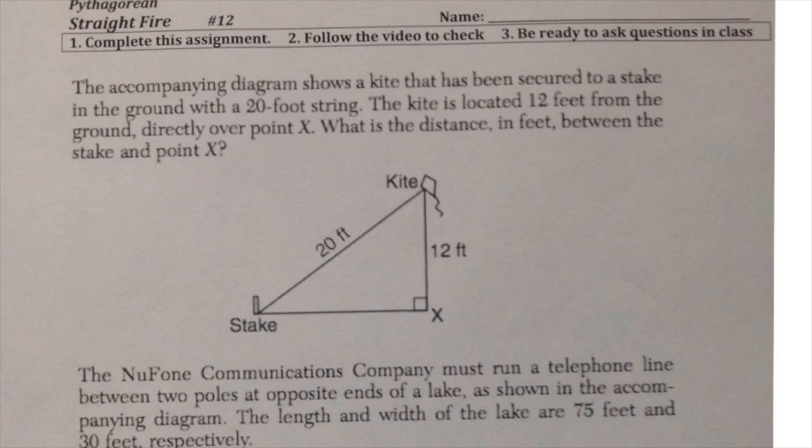Right, jumping into it. This is 100% Straight Fire, episode 12, the Pythagorean Theorem, probably one of the most popular formulas of all time in math. a squared plus b squared equals c squared. But even though it's the most popular formula, it's often misused.